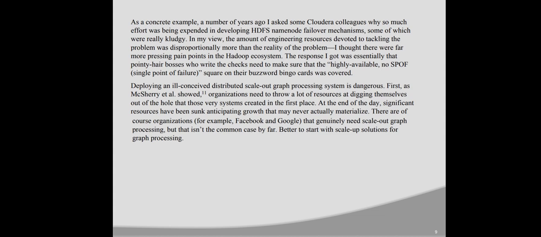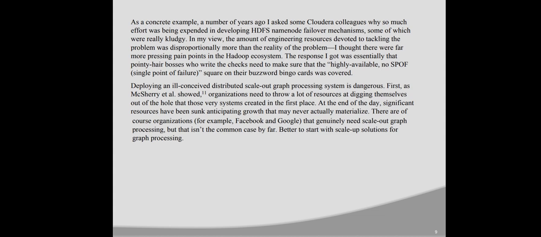Deploying an unnecessarily complicated distributed scale-out graph processing system is dangerous. First, as McSherry showed, organizations need to throw a lot of resources at digging themselves out of the hole the systems created in the first place. At the end of the day, significant research has been sunk into anticipating growth that may never actually materialize. They are the course organization.